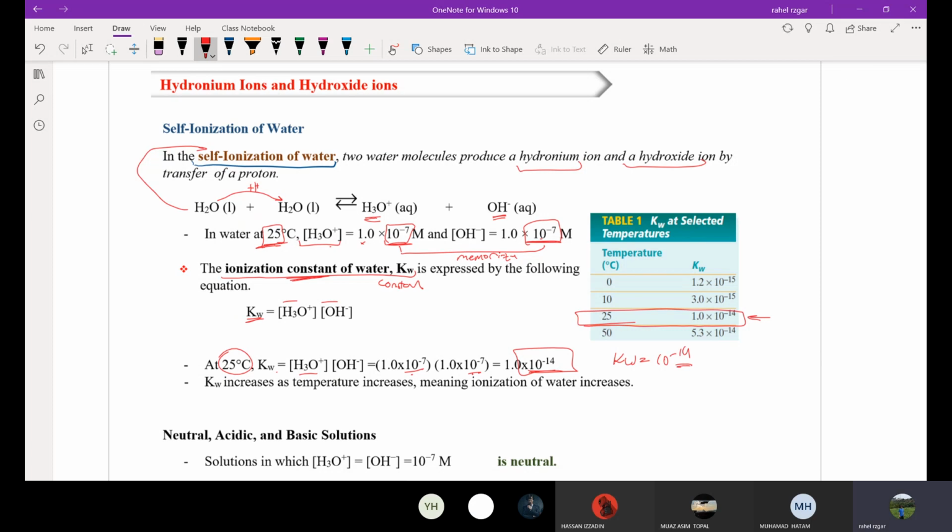But if you have listened very carefully, I have always been focusing and concentrating on the concentration.